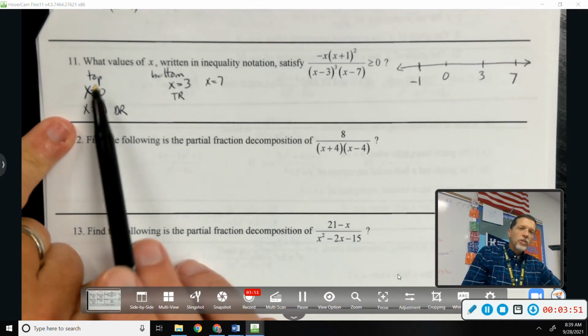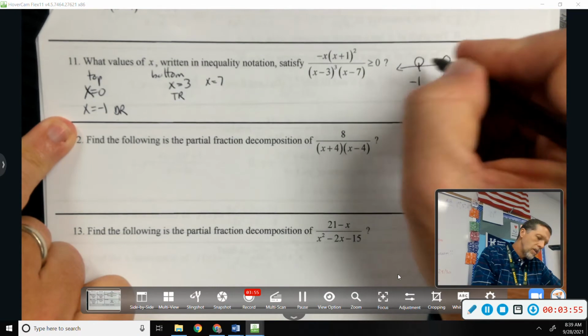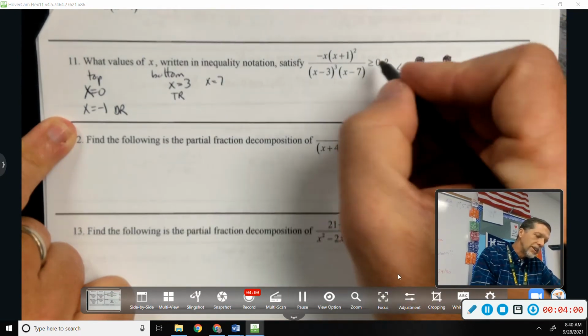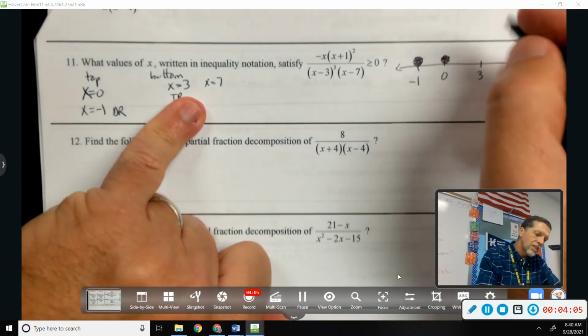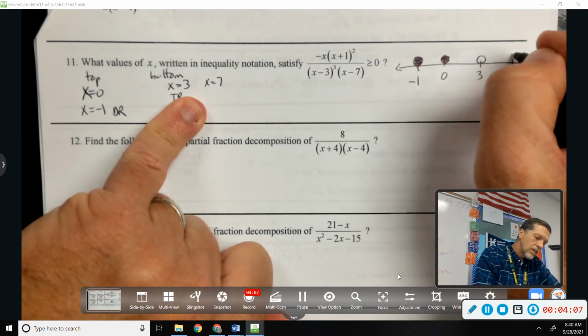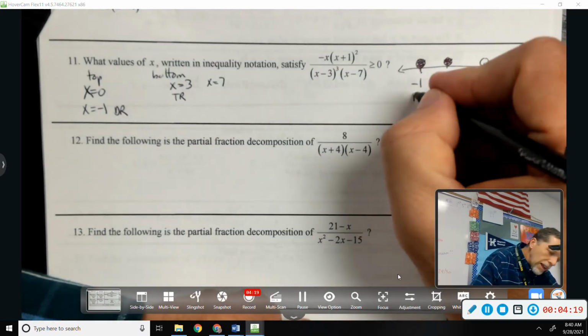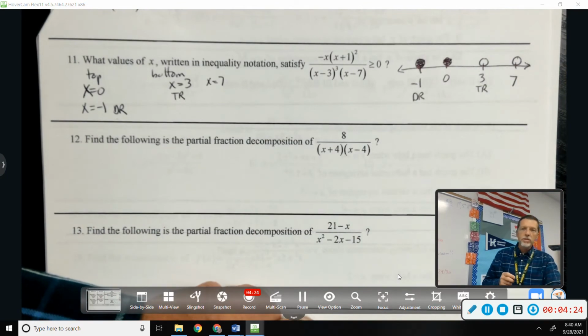All right, open circles or closed circles for 0 and negative 1? Why closed? Because there's a line underneath. Yep, the equal to part. What about 3 and 7? Bottoms are always open. Why are bottoms always open? Because they can never equal 0. Right. You can't divide by 0, so those have to be open. I don't have to label this a double root and a triple root, but if I'm thinking about using the shortcut, I probably should.